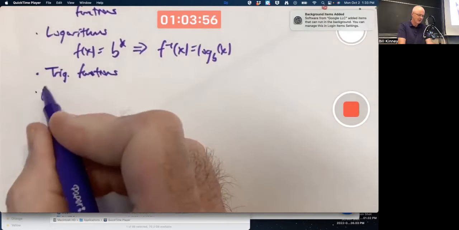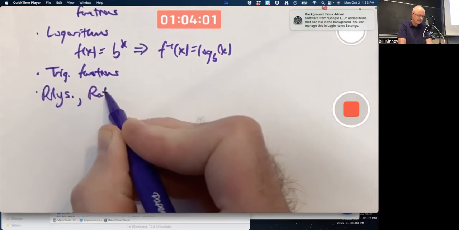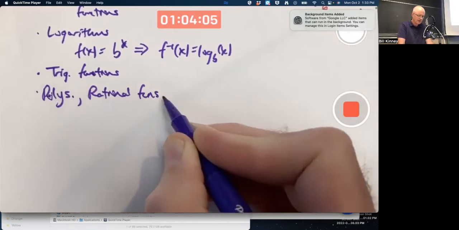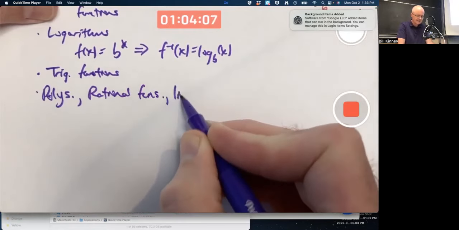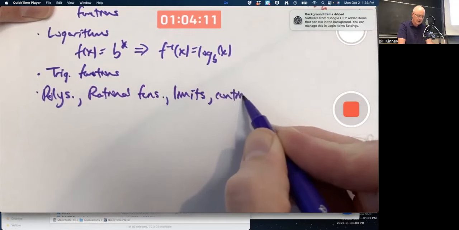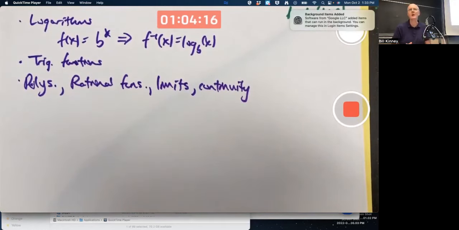Then we got into polynomials, rational functions. I'm just going to group a bunch of things together here. Limits, continuity. These are the last few sections of chapter 1, the last 3 or 4 sections was on all those topics. And I sort of tried to approach them all at once.